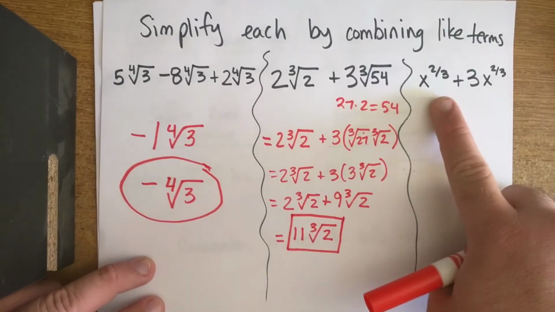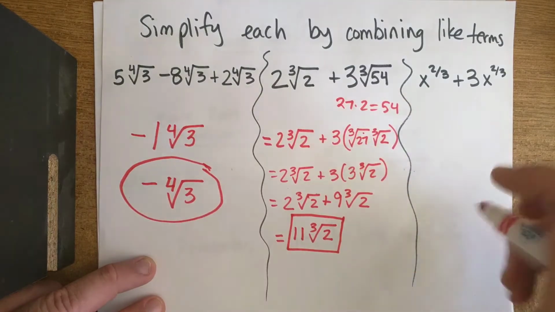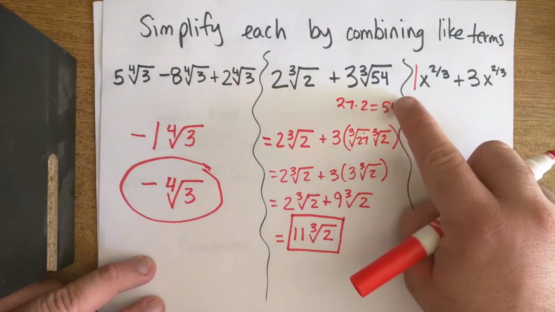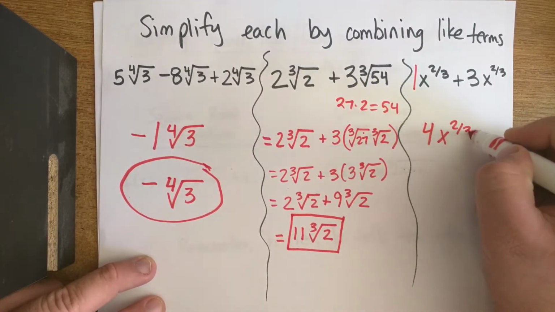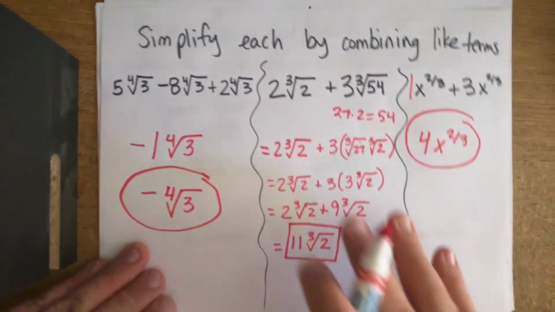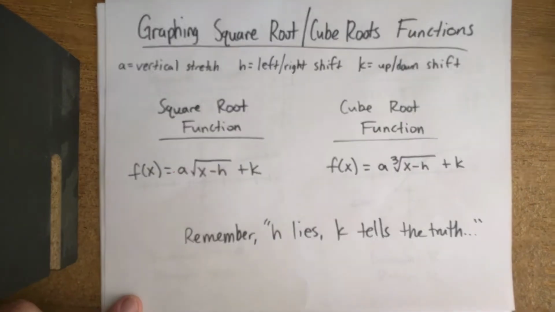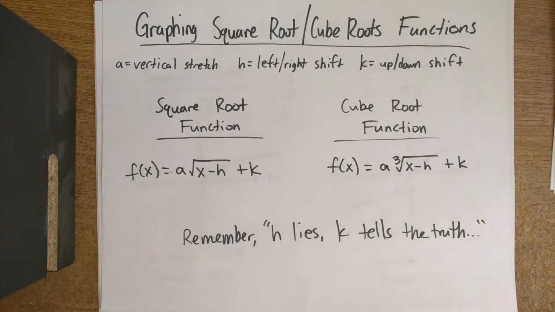Here we have x to the 2/3 plus 3 times x to the 2/3. Well, we assume there's a 1 here, and so this problem is very easy. 1 plus 3 is 4, x to the 2/3. Okay, so we'll review this in class. So let's actually get into the graphing. You're going to want to copy this down real quick, so take a moment to pause and copy this down.